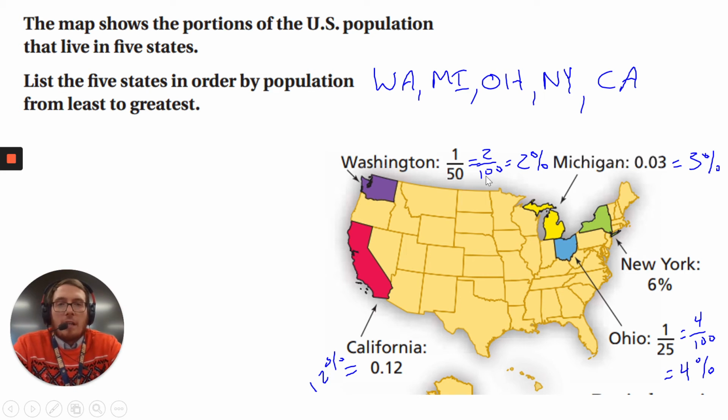You'll notice I just made everything a percent, so 0.03, move the decimal 2 spots to the right, 3%. 1 out of 25 is 4 out of 100, which would be 4%. 1 out of 50 is 2 out of 100, which is 2%. In California, move it over twice for 12%. And then just least to greatest, so Washington, then Michigan, Ohio, New York, and California.